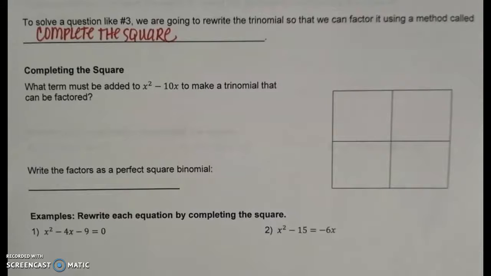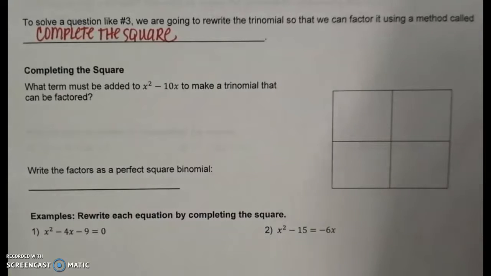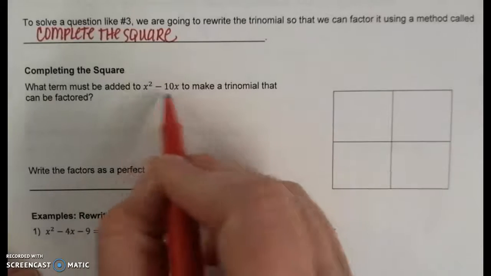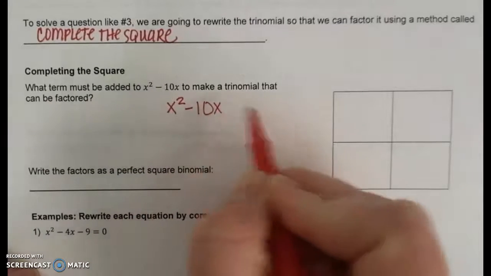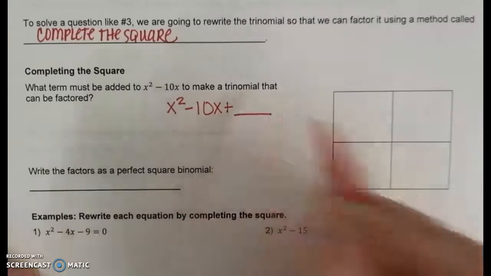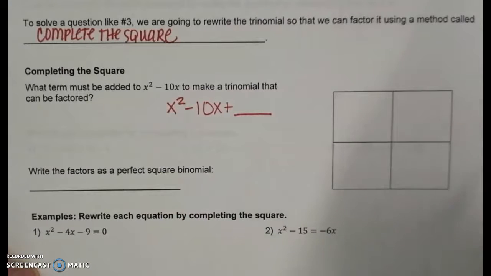Alright guys, we're going to go over how to complete the square and kind of why we're allowed to do this. When we have a trinomial that won't factor, we can kind of cheat the system and make it factorable by completing the square. So our sample problem that we went over in class, I'm giving you x squared minus 10x. And I want us to find a number to go into the C spot so I can make this a factorable trinomial.